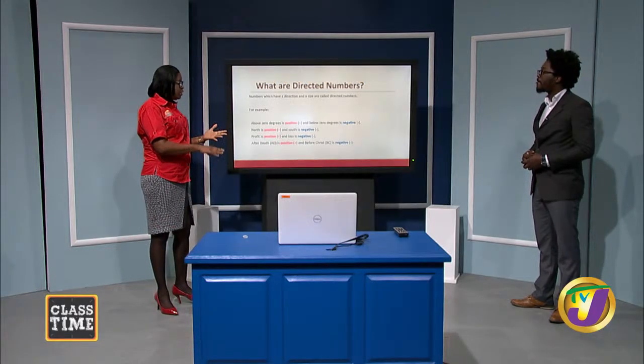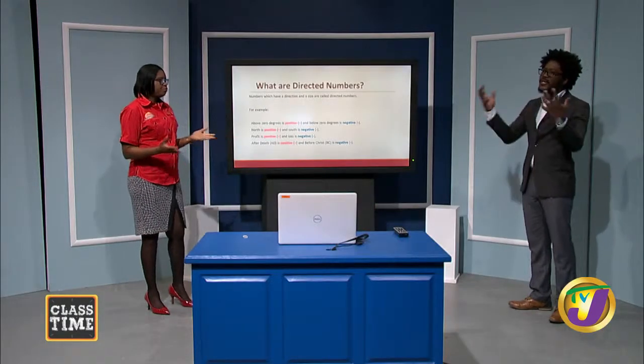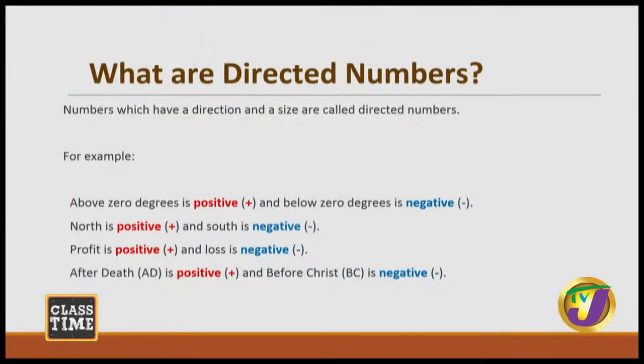So, Burrell, we have been talking about finances, temperature, football scores and sea level, and a number of other areas that we could think of. So basically, what are directed numbers? Well, based on what I'm looking at, when I examined all the examples that we looked at, I realized two things screaming at me.